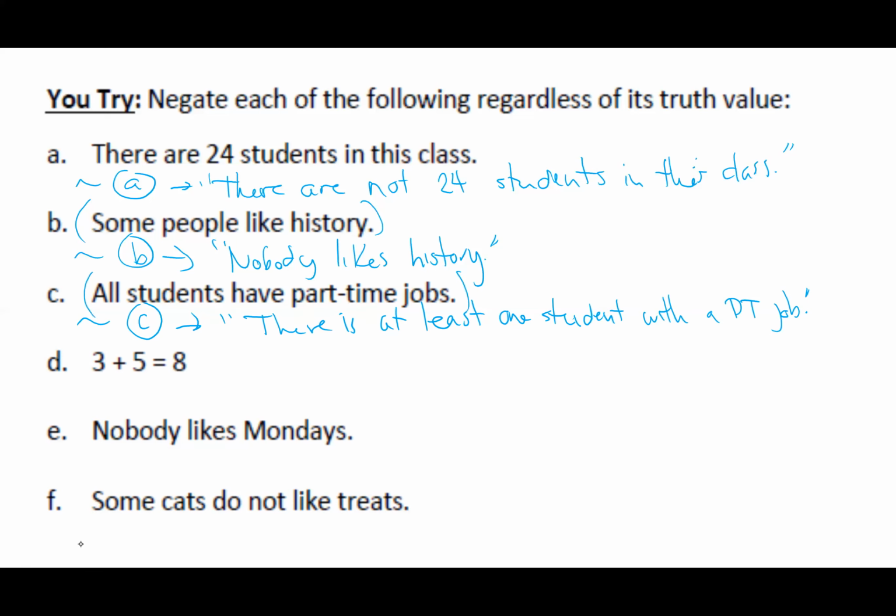If you notice, some people like history. This is an existential quantifier. If you notice, we negated this with a universal quantifier. Further, we said all students have part-time jobs. This is a universal quantifier. And we negated this with an existential quantifier. This is necessarily the case. If you're going to negate an existential quantifier, you have to use a universal quantifier. If you're going to negate a universal quantifier, you have to use an existential quantifier.